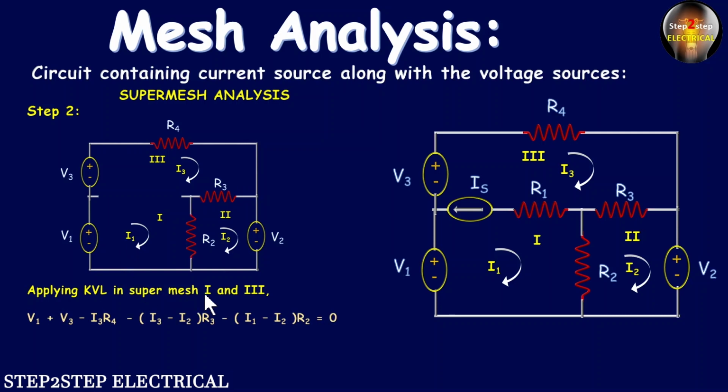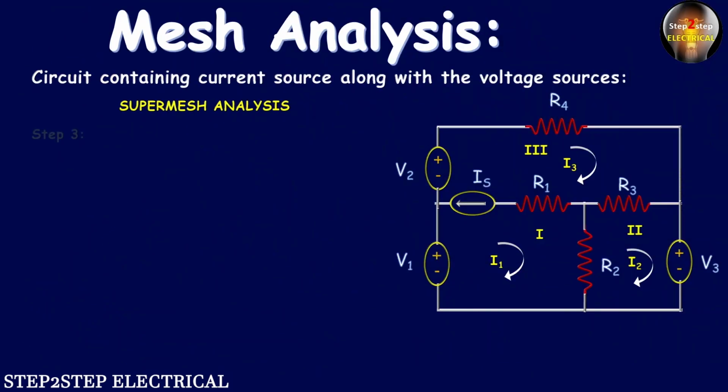Applying KVL in super mesh 1 and 3, we will write V1 plus V3 minus I3 into R4 minus (I3 minus I2) into R3 minus (I1 minus I2) into R2 is equal to 0. On simplifying this equation, we can write minus I1 into R2 plus (R2 plus R3) into I2 minus (R3 plus R4) into I3 is equal to minus V1 minus V3, and this is the second equation.